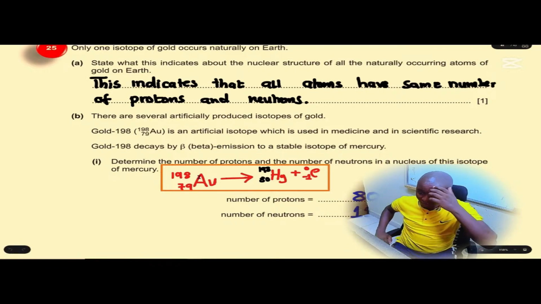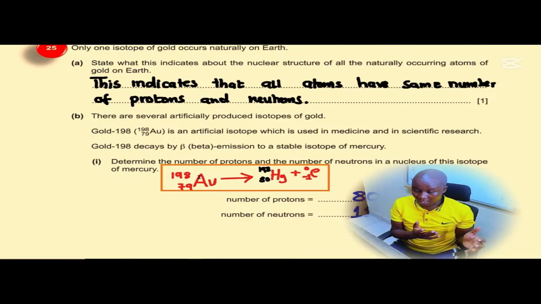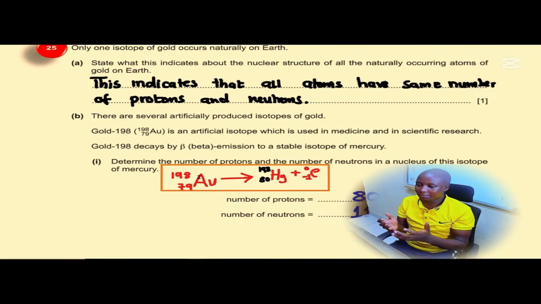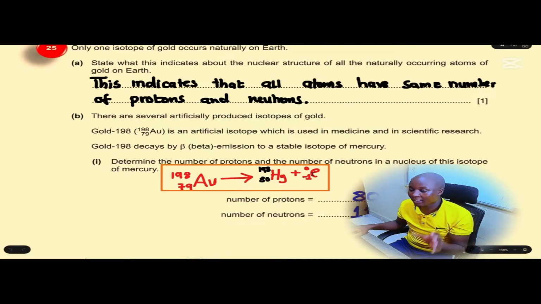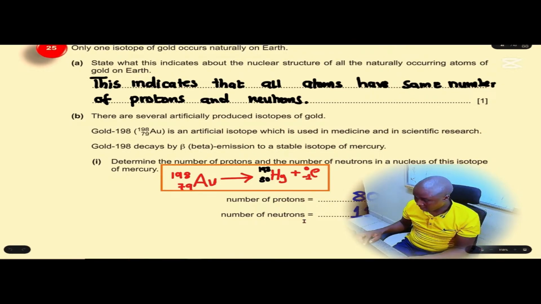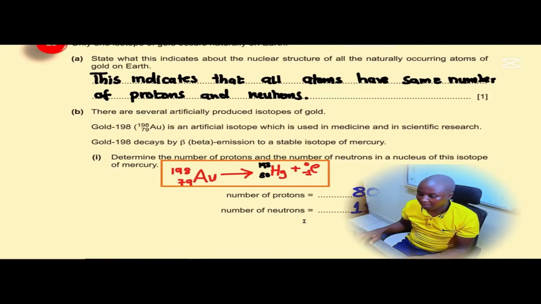In this case, it was gold, and now it has become mercury. So what is the transformation? The mass number was 198 and has to remain 198 because the mass number of an electron is 0. But the atomic number 79 has to become 80, so that 80 plus -1 becomes 79. So the number of protons in this case is 80, and the number of neutrons is 118. How do you get that?